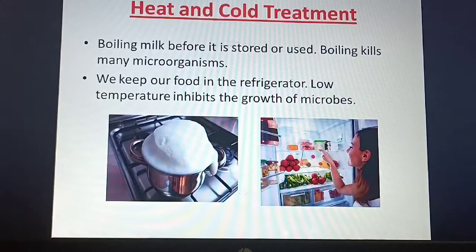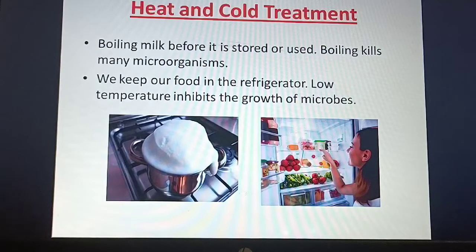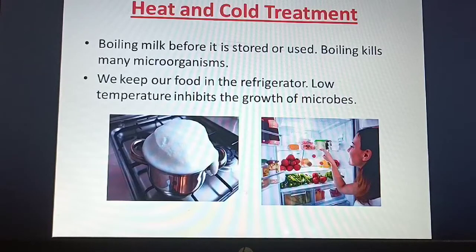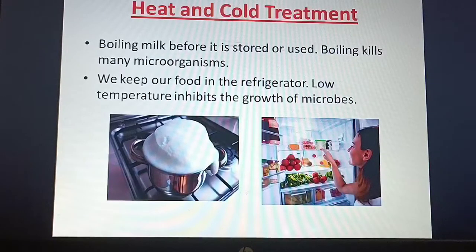So at home, you boil the milk, isn't it? So boiling milk before it is stored or used. And what happens if you boil? Boiling will kill many microorganisms. Why do you boil the milk? Because you have to store that milk and you have to use it. And when you boil the milk, or when you boil water also, even that will kill the microorganisms.